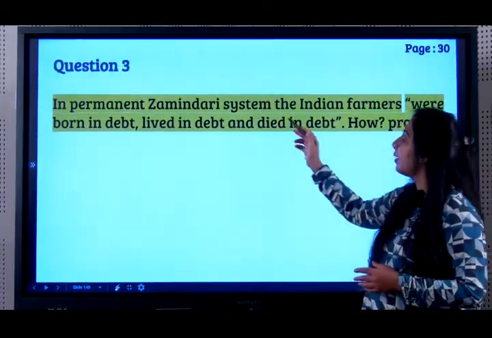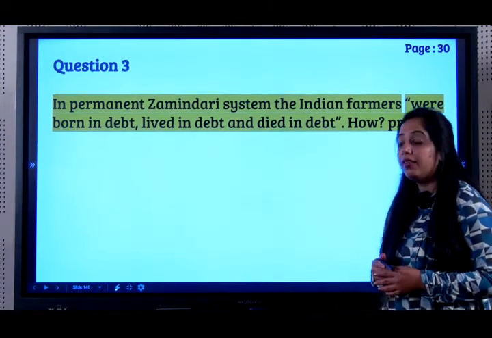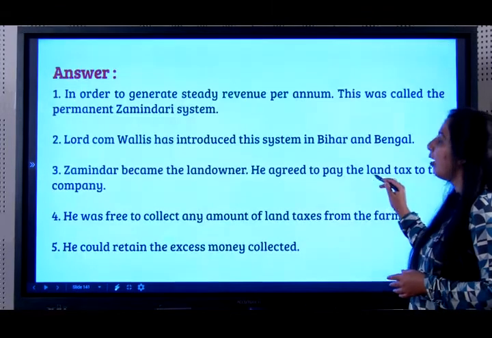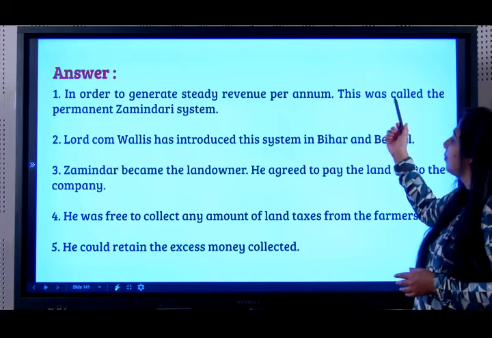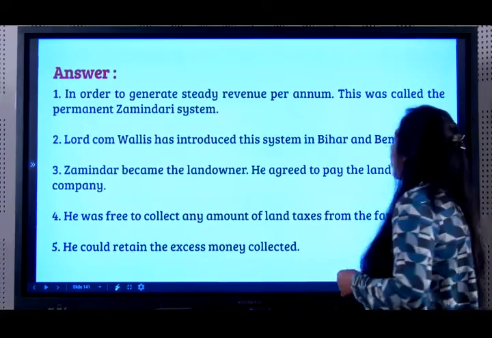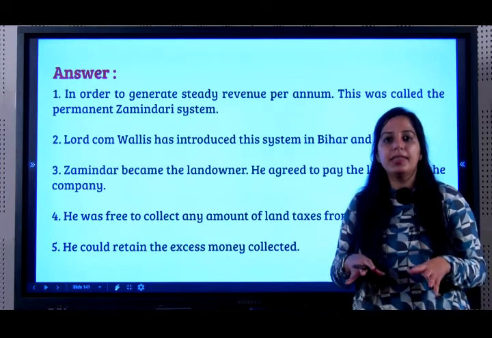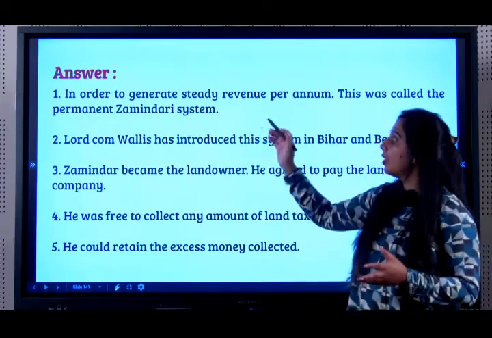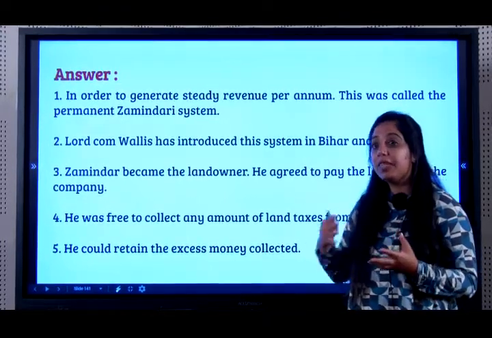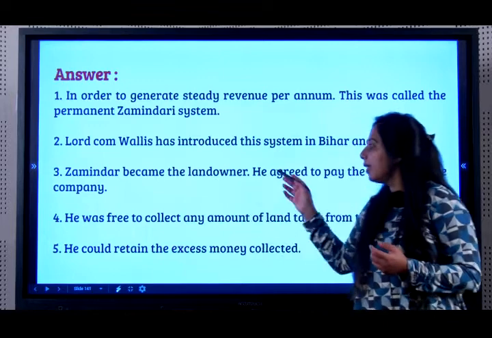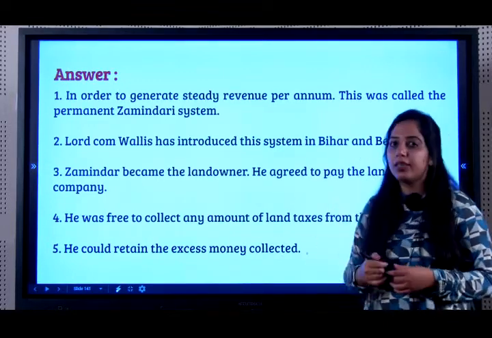Question 3, in permanent zamindari system, the Indian farmers were born in debt, lived in debt and died in debt. How can you prove? In the zamindari system, there was a pressure to generate a steady revenue per annum. Per annum means every year. Zamindar became the landowner and he gave an agreement to pay these taxes to the company.